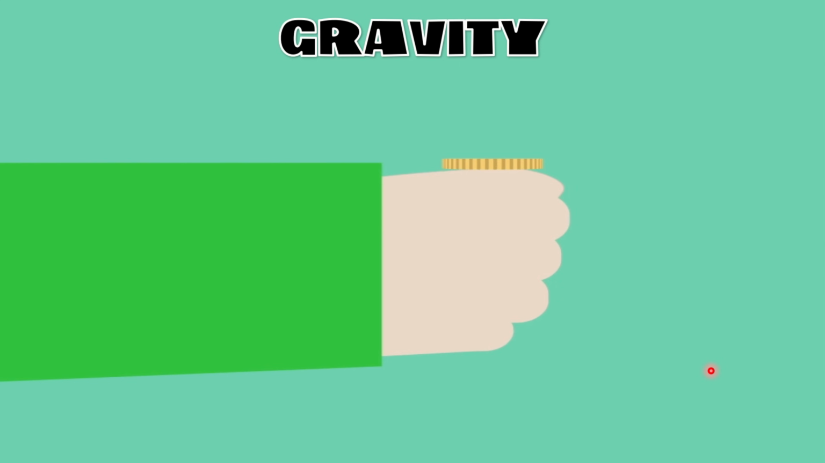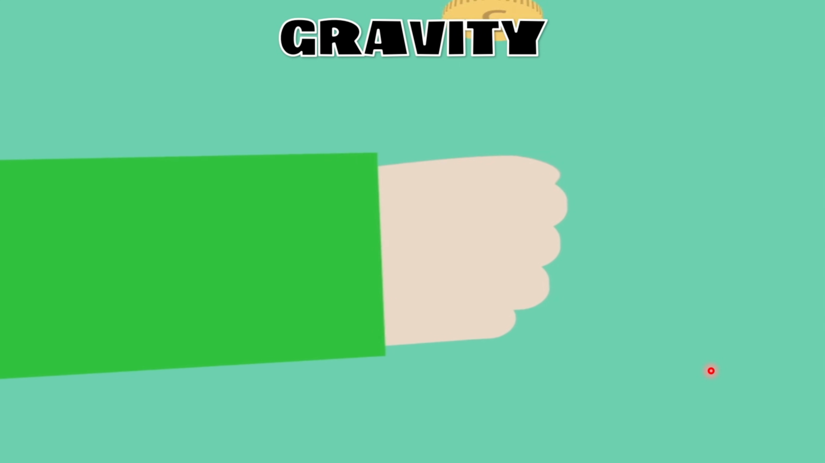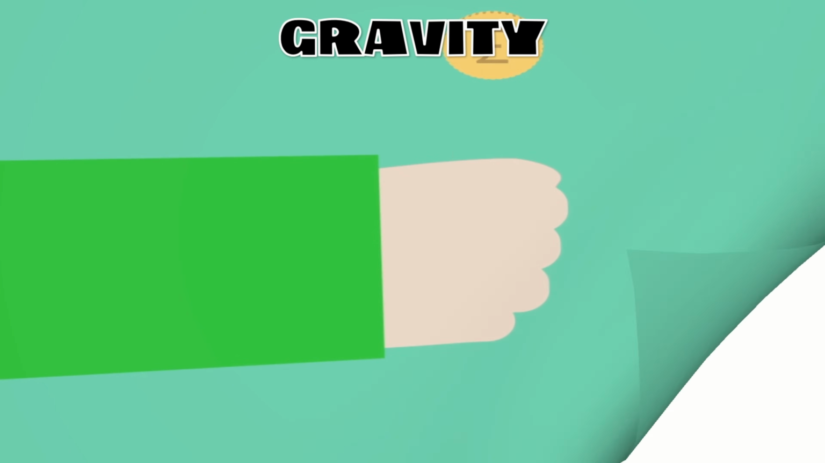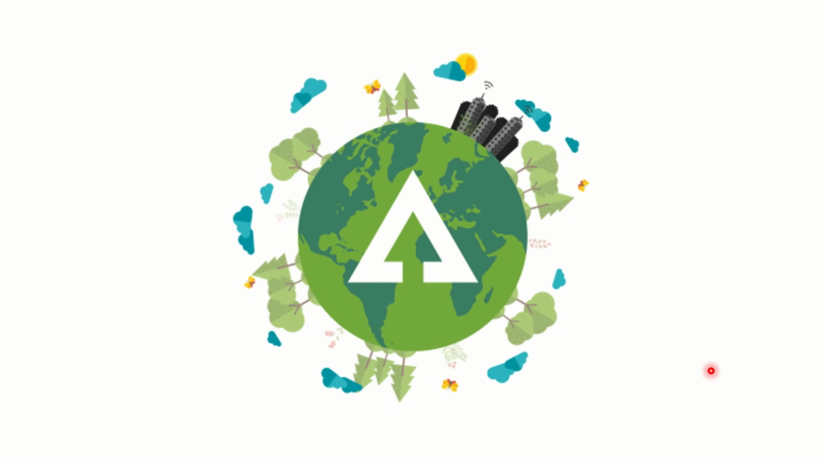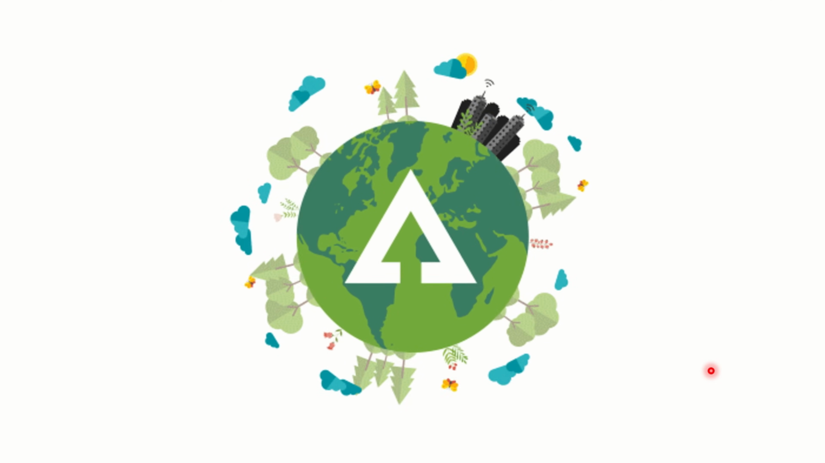Things that are thrown upward will go down because of this force. Gravity also pulls us towards the earth. That is why we are not being thrown outside into space.